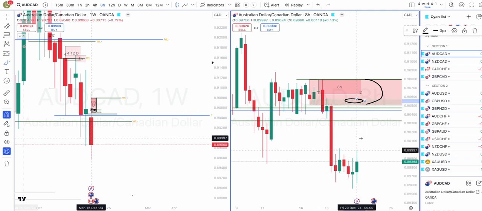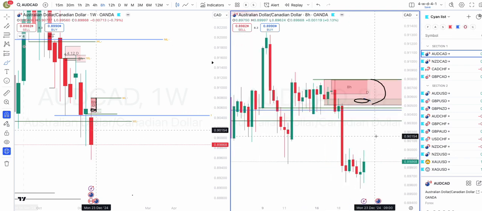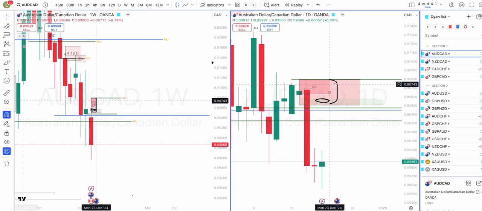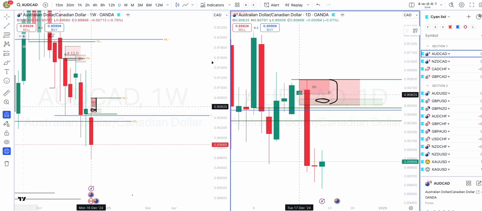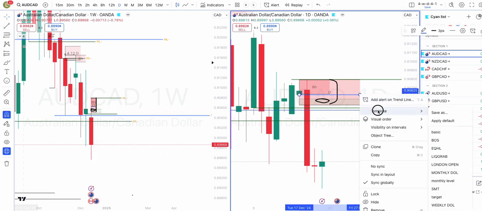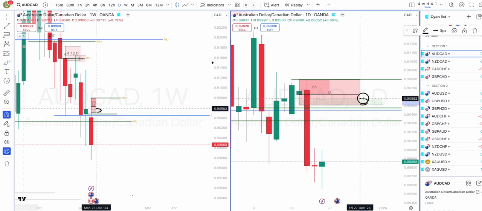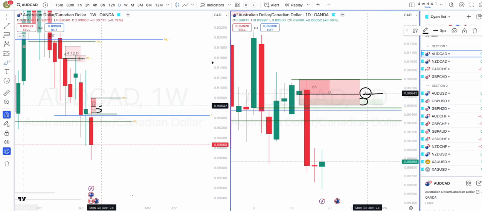So now you have a daily supply, right? Daily supply and 8 hour supply confluence here. So this one is what I really like. The preferred version of this daily supply is here. Let me change it to this one. So if I have to short this, I would start looking for price action in this area. And if the price action comes here, that's awesome.